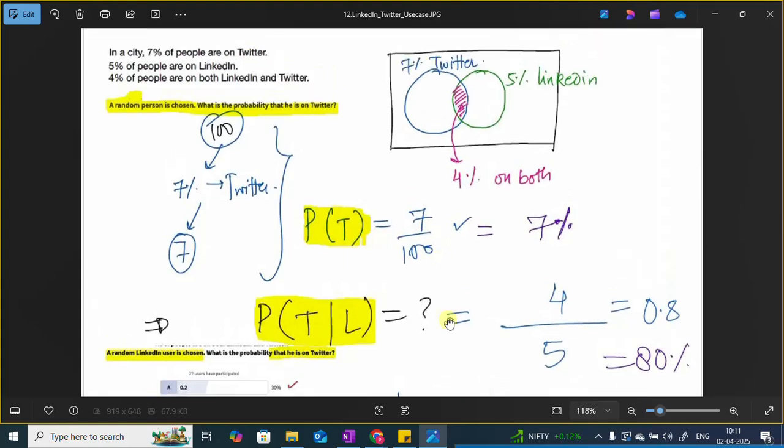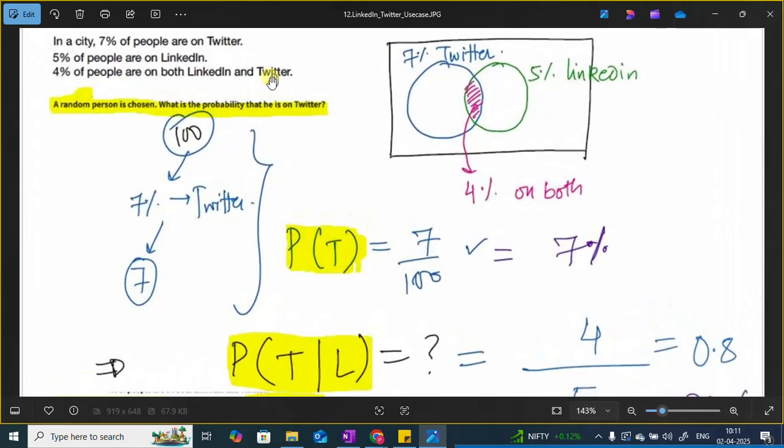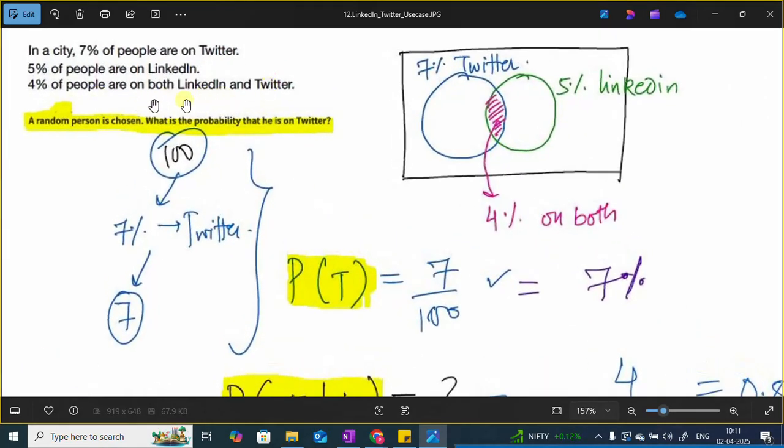In a city, 7% of the people are on Twitter, 5% of the people are on LinkedIn, and 4% of the people are on both LinkedIn and Twitter. Clear? Now, the question is given. A random person is chosen. What is the probability that he's on Twitter? Okay, fine. We'll go one by one.